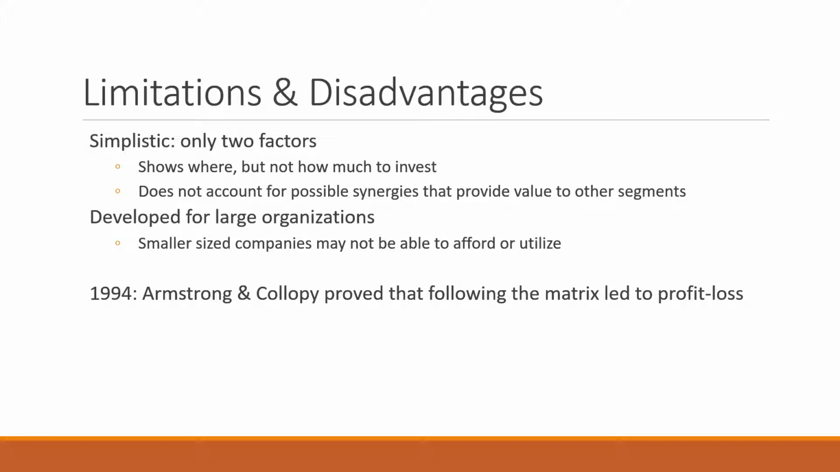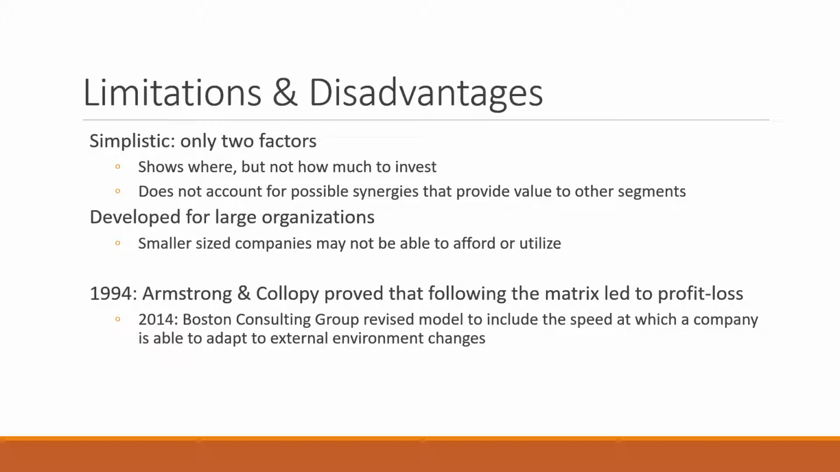Since its inception and widespread use during the 1970s and 80s, one firm performed a study whose results revealed that companies who followed the matrix actually experienced a loss of profit. In response to this study, the Boston Consulting Group revised the model to include other factors, including the speed with which companies adapt to external environment changes.